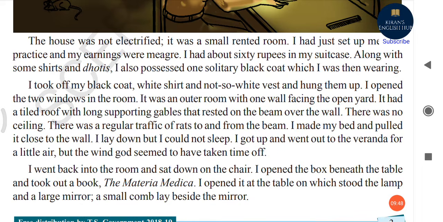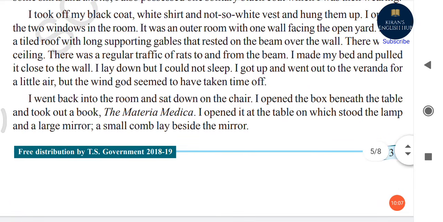So since he could not get air, he even went to sleep in a veranda, in the sense the space in front of the house. But there was no wind also, and he explained it saying the wind god seemed to have taken time off, in the sense the wind god had taken some break. Okay, just imagine the expression there.